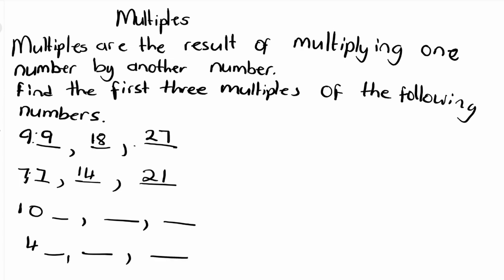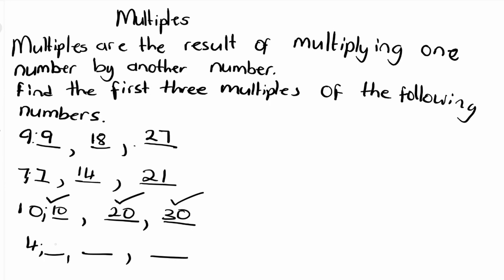Right, 10 multiplied by 1 will give you 10, obviously. 10 multiplied by 2 will give you 20. 10 multiplied by 3 will give you 30. That means 10 is a multiple of 10. 20 is a multiple of 10. 30 is also a multiple of 10.